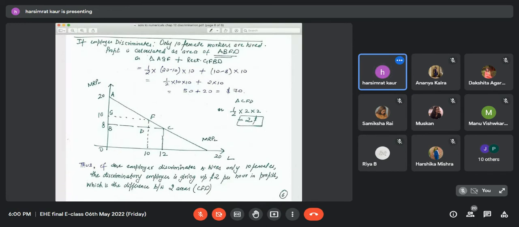Please remember, this is the case when the employer is non-discriminatory, a profit-maximizing employer. So first I have to calculate how much profit he is earning. Guys, for profit, which area should I be calculating? The area of profit is MRPL minus wage. So guys, what would the area be?